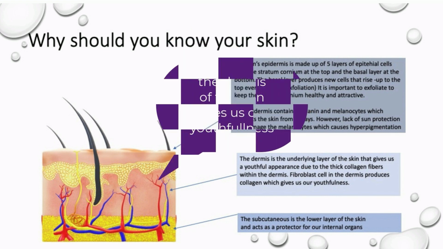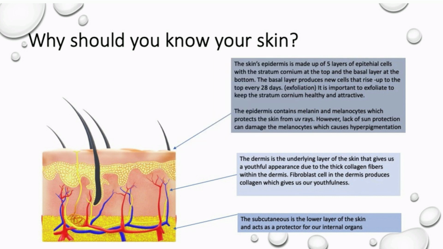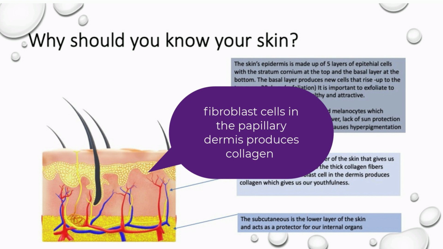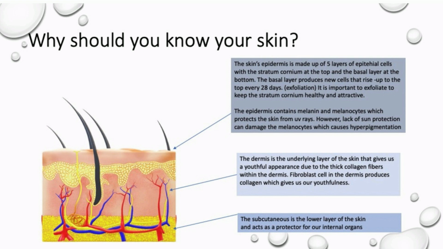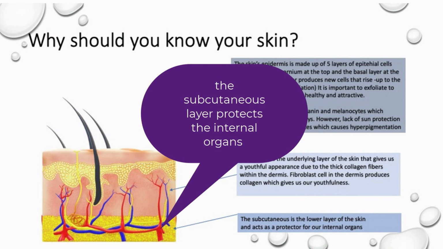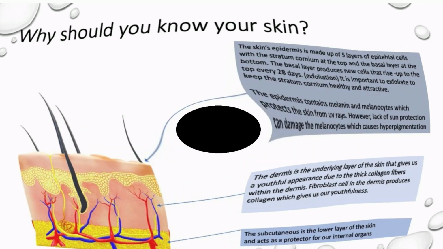The dermis is the underlying layer of the skin that gives us a youthful appearance due to the thickness of the collagen fiber within the dermis. Fibroblast cells in the papillary dermis produce collagen, which gives us this youthfulness, and I will explain how different treatments can enhance this natural mechanism in the skin for providing a youthful skin. The subcutaneous is the lower layer of the skin and acts as a protector for your internal organs.